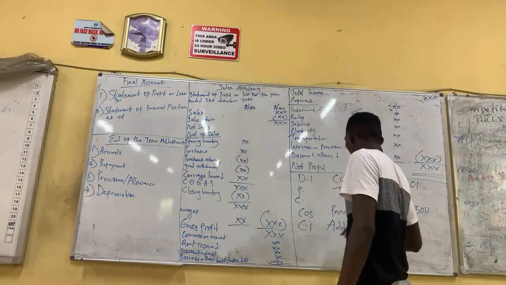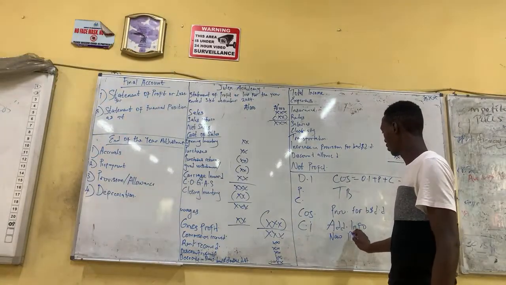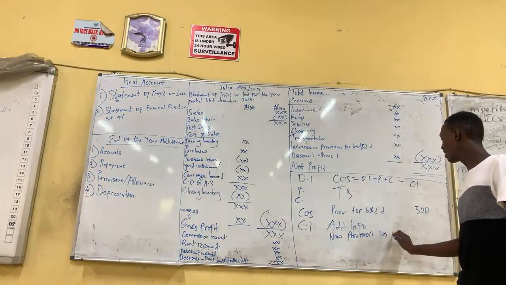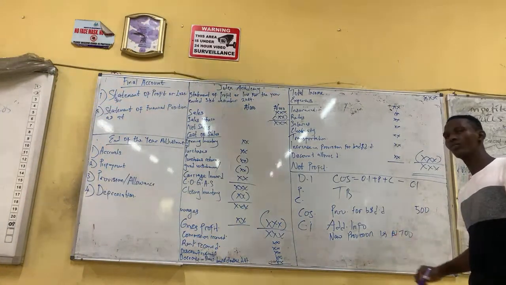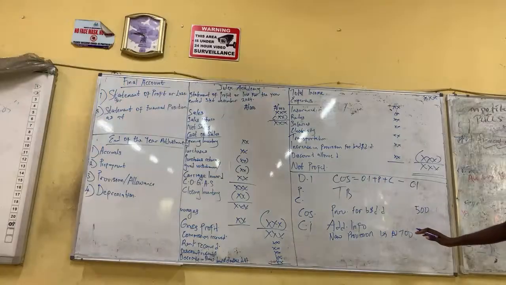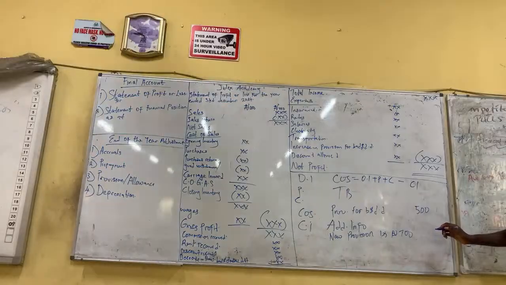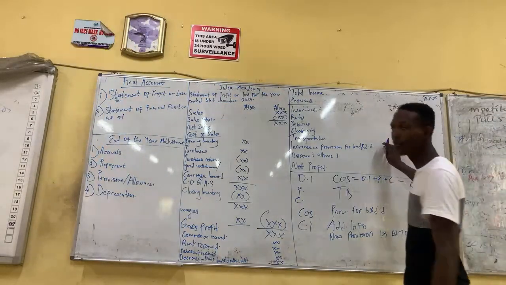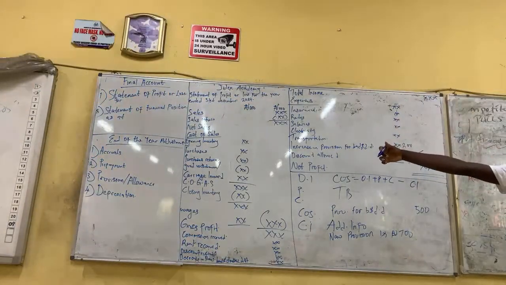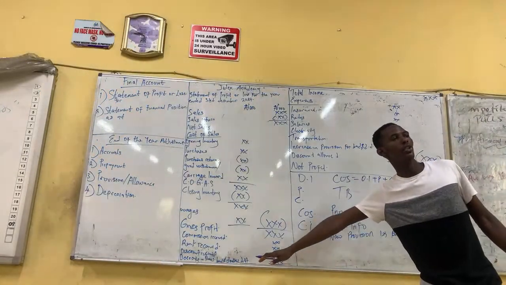Additional info: that a new provision for bad and doubtful debt is now 700. So how do we know is this an increase or a decrease? This is more than the initial one. So the difference between the two is how much? So that 200 is coming here, because there's an increase in provision. Assuming it was to be 300, then the 200 would have appeared here in your income.